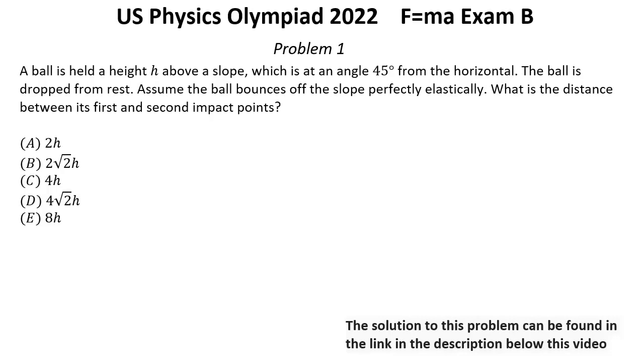US Physics Olympiad, year 2022. F equal MA, first round. Exam B. This year the Olympiad was split into two exams, A and B, and all students could participate in either of these exams. As usual, 75 minutes were given for 25 problems.